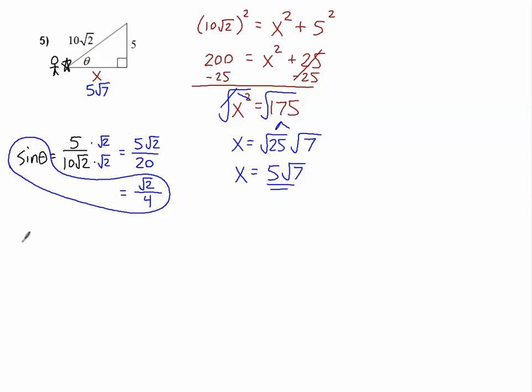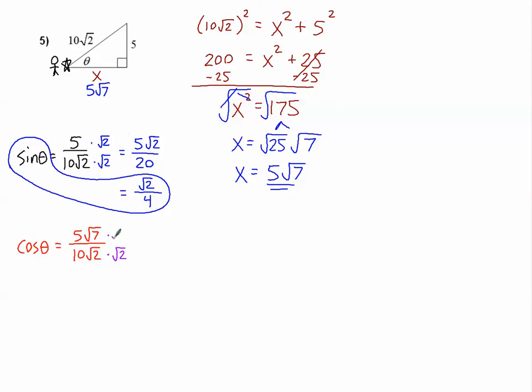Okay, let's try cosine. The cosine of theta, here's theta, cosine is adjacent 5 square root of 7 divided by hypotenuse 10 square root of 2. So 5 square root of 7 divided by 10 square root of 2. We have the same situation here. I cannot have a square root in the denominator of a simplified answer. So I need to rationalize.